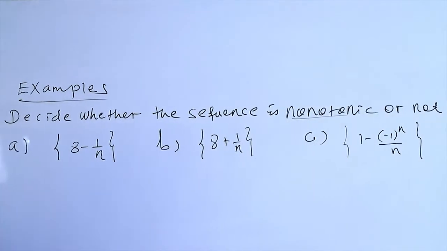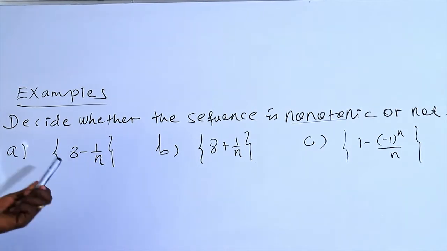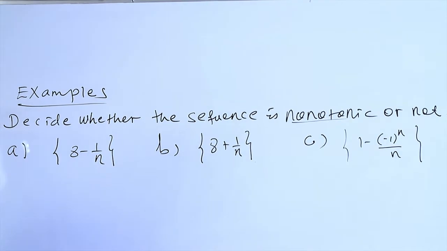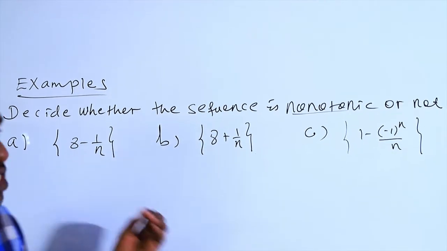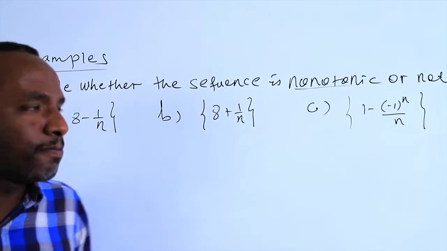To show the sequence an, which is equal to 8 minus 1 over n, is monotonic, we must show that it is either an increasing or decreasing sequence.